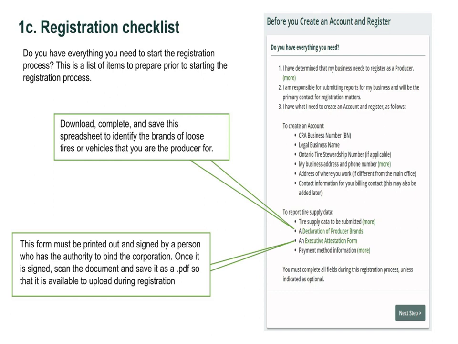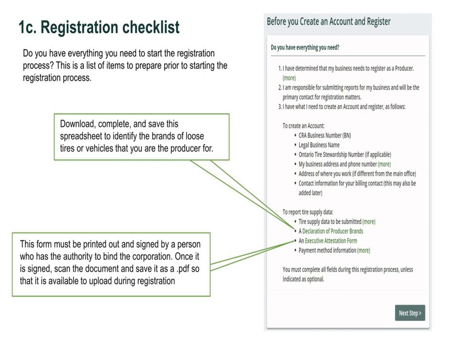The last part of the checklist deals with two documents that you will have to upload during the registration process. So I want to touch base on those briefly. One is called a declaration of producer brands. Essentially, this is a spreadsheet which you download ahead of time so that you can enter into that spreadsheet information about what brands you're actually the producer for.